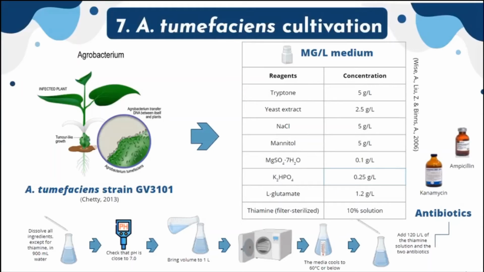For this project, the Agrobacterium strain GB3101 will be used because it is a commonly used strain for plant genetic transformation, and it has shown the highest transformation rate in previous studies. For the Agrobacterium's cultivation, the MGL medium is recommended.